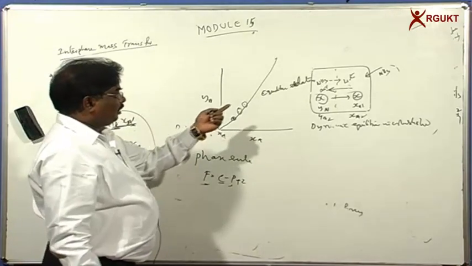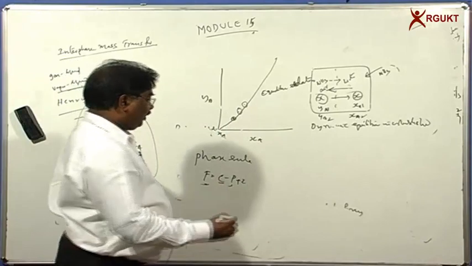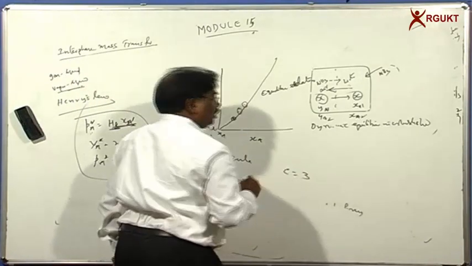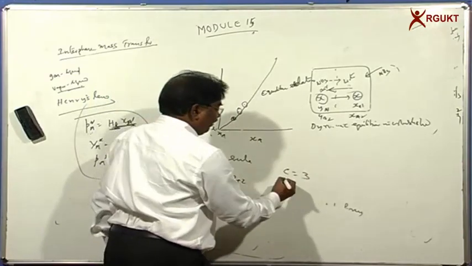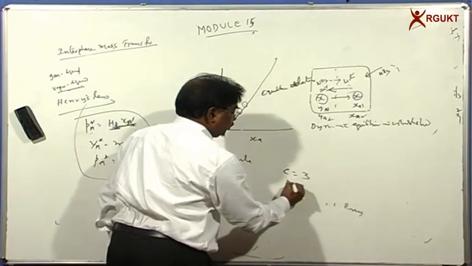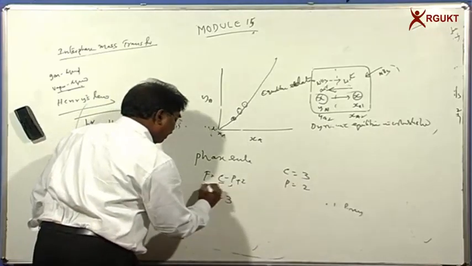And for this system, what is the system? We have an ammonia, air and water system. How many components do we have? C is equal to 3. And how many phases? There are 2 phases, the air or gas phase and the liquid phase. Then what are the degrees of freedom? Now your degrees of freedom become 3.